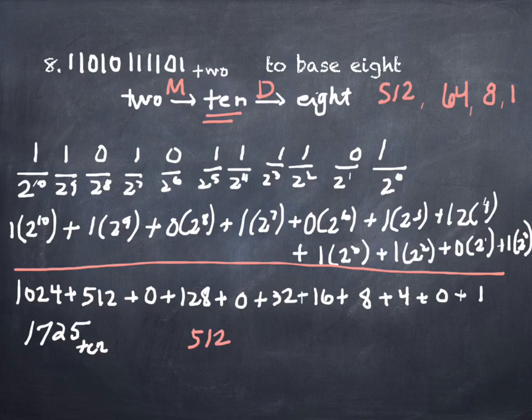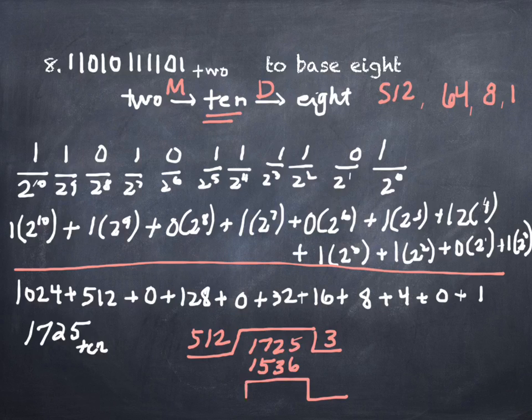So we're going to take the 1725 and we're going to divide by 512. It will go in 3 times, and that gives us, when we multiply 3 times 512, 1536. So we're going to take 1725 minus 1536 for a total of 189.